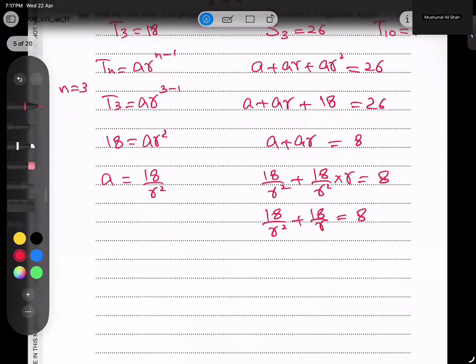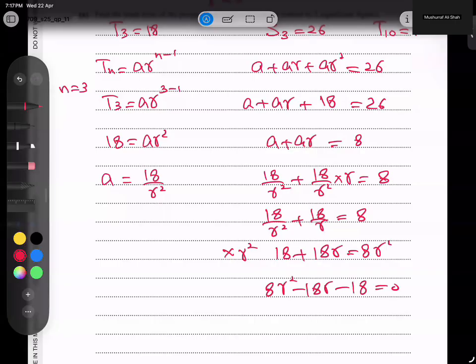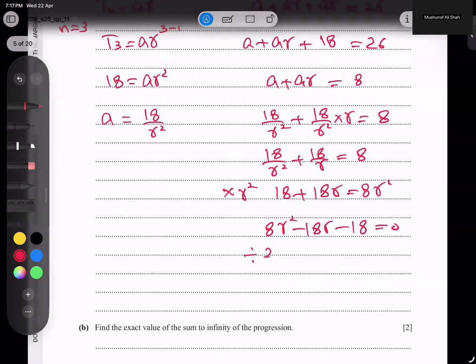Multiply the whole equation by R square. I'm getting 18 here, and here I get 18R, and here I'm getting 8R square. Rearrange: 8R square, negative 18R, and negative 18 is equal to 0. Divide by 2. So I get 4R square, negative 9R, negative 9 equals 0. 4 9s are 36 and 12 3s are 36.